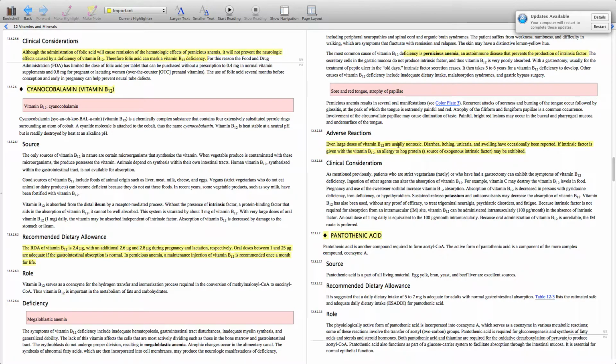Okay, even large doses of vitamin B12 are usually non-toxic. Diarrhea, itching, urticaria, and swelling have occasionally been reported. If intrinsic factor is given with vitamin B12, an allergy to hog protein may be exhibited.